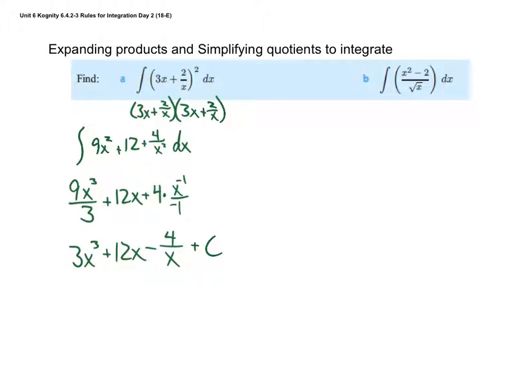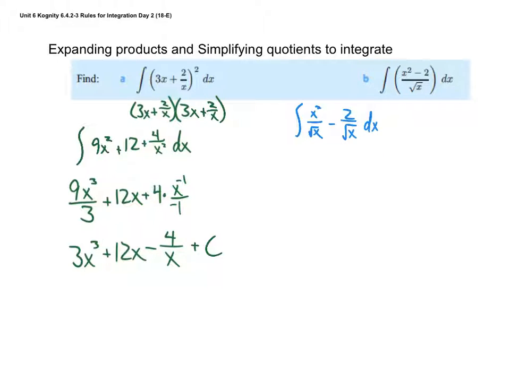Okay, so then this next one here, again, like we said, there's no quotient rule. So what we have to do in this case is one of the things that we did when we were doing derivatives, because we didn't like using the quotient rule unless we had to. If you have a monomial in the denominator like we do here, we would split that up, so it's x squared over radical x minus 2 over radical x.